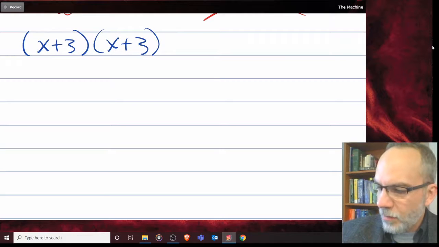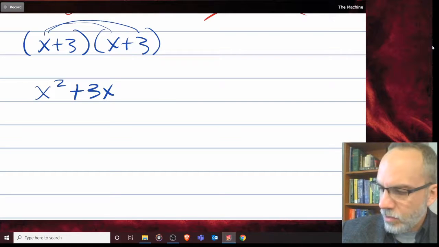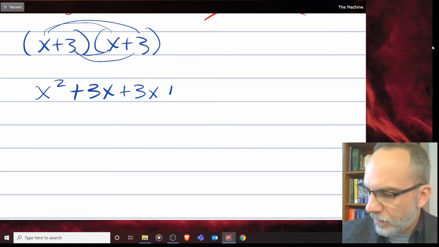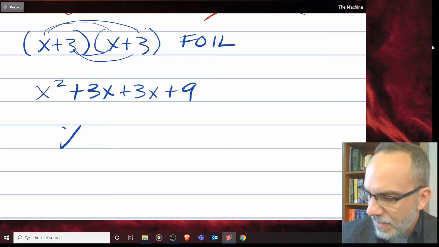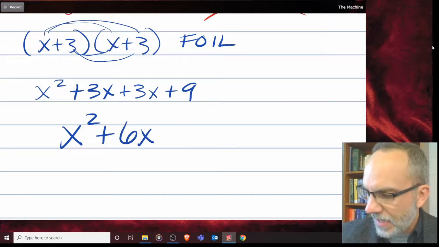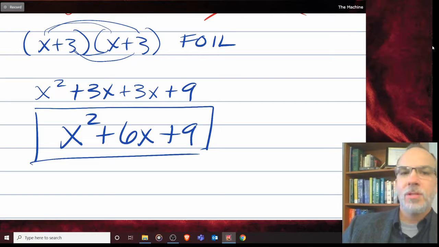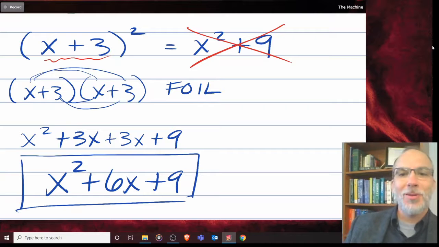You would FOIL this. I would take the x times the x and call it x squared. And then I would take x times the 3, so that would be plus 3x. And then I would do this one, so that's plus 3x again. And then 3 times 3, that would be positive 9, right? Remember the first and the outer and the inner and the last and so forth? So when I simplify this, I'm going to get x squared plus 6x plus 9. That's the proper way that you square a binomial. It is not just x squared plus 9. So you're missing that middle term.